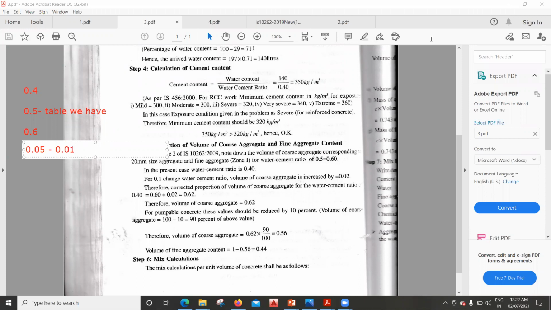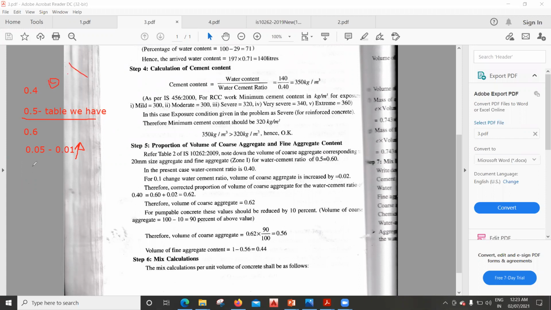Now, what has happened? 0.5 is a table value, but our value is 0.4. That means it is a decrease. For every decrease of 0.05, you have to increase the above value by 0.01, right? Good. So from 0.5 to 0.4, how much decrease has happened? 0.1 decrease has happened. Simple. 0.5 minus 0.4, you will get 0.1.